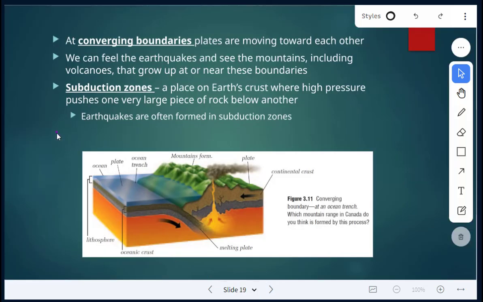At converging boundaries, plates are moving towards each other. We can feel earthquakes. We can see mountains and volcanoes. Those all grow up at or near those boundaries. A subduction zone is a place on Earth's crust where high pressure pushes one very large piece of rock below another. Usually when we see earthquakes, they're often formed in those subduction zones. All right, kind of seen right here.